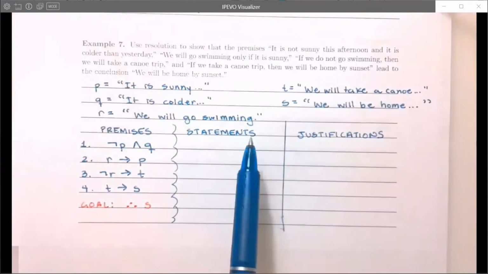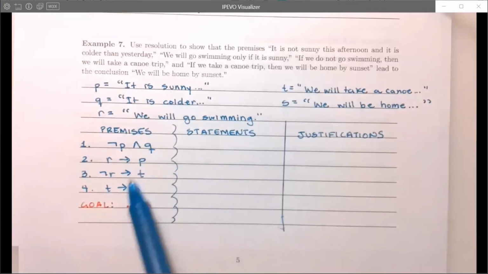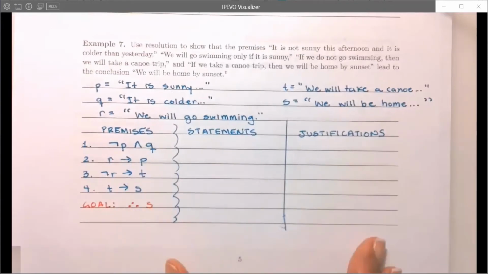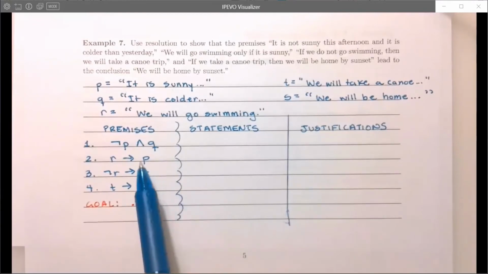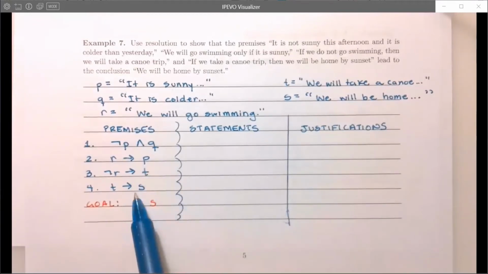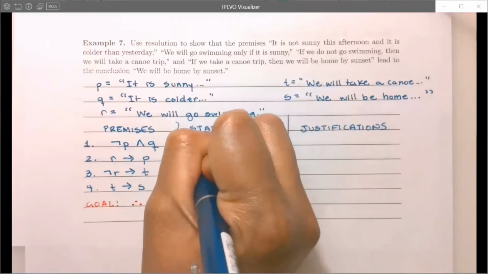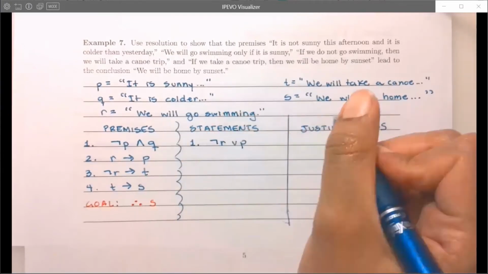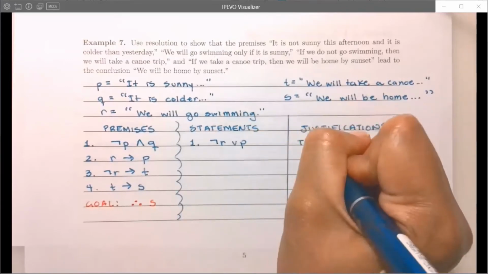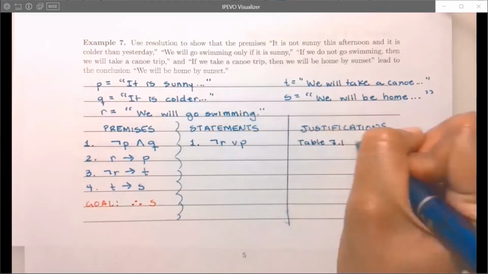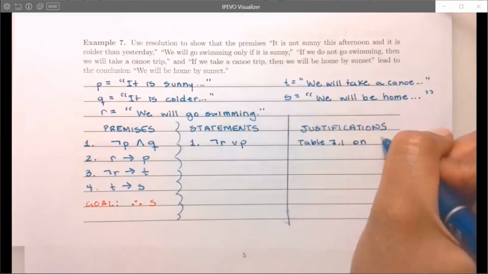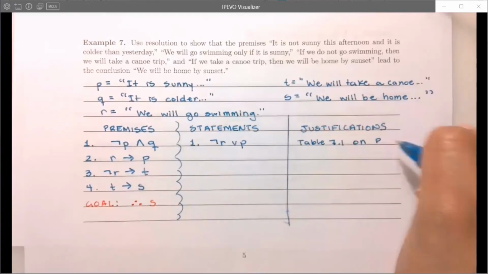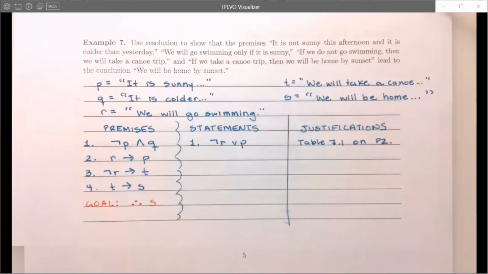So in order to be able to use resolution, I need to have disjunction, which I don't have at the moment. So what I'll do is I'll start by changing all of these to disjunction by using table 7.1. Okay, so my first statement is going to be negation R or P, and that is table 7.1 on premise number 1, actually number 2. And I'll use P2, short for premise 2.